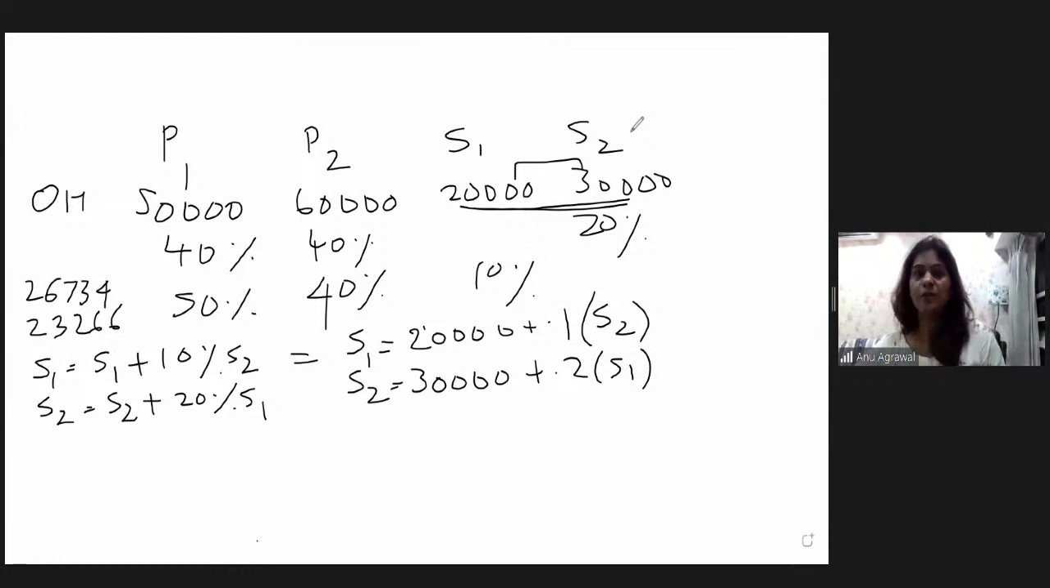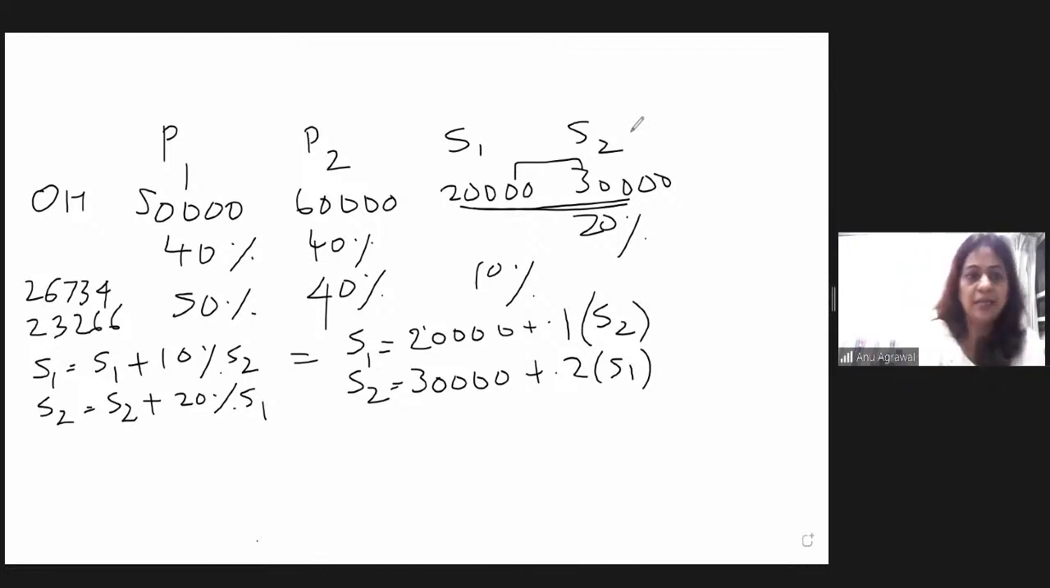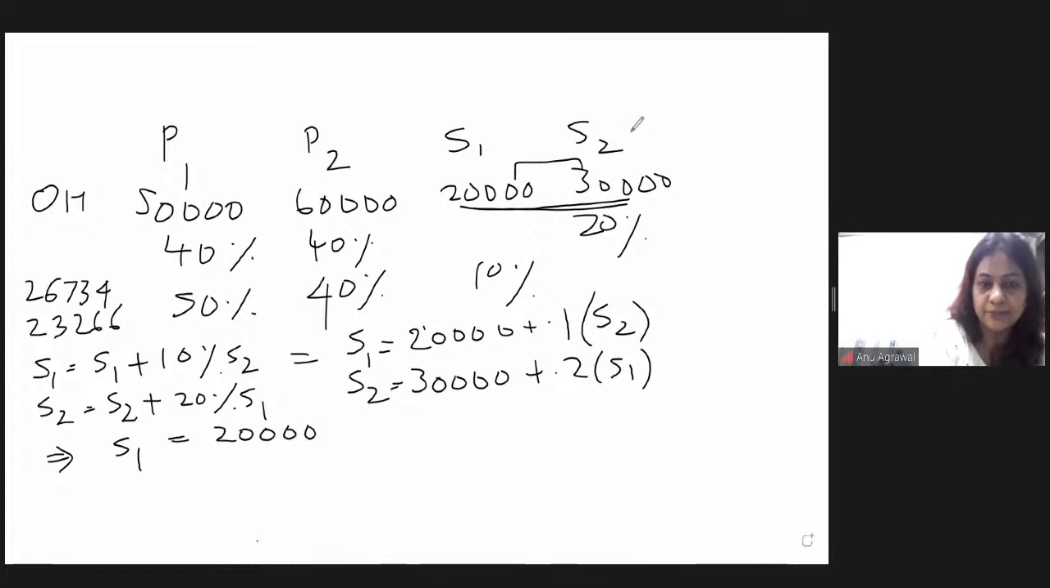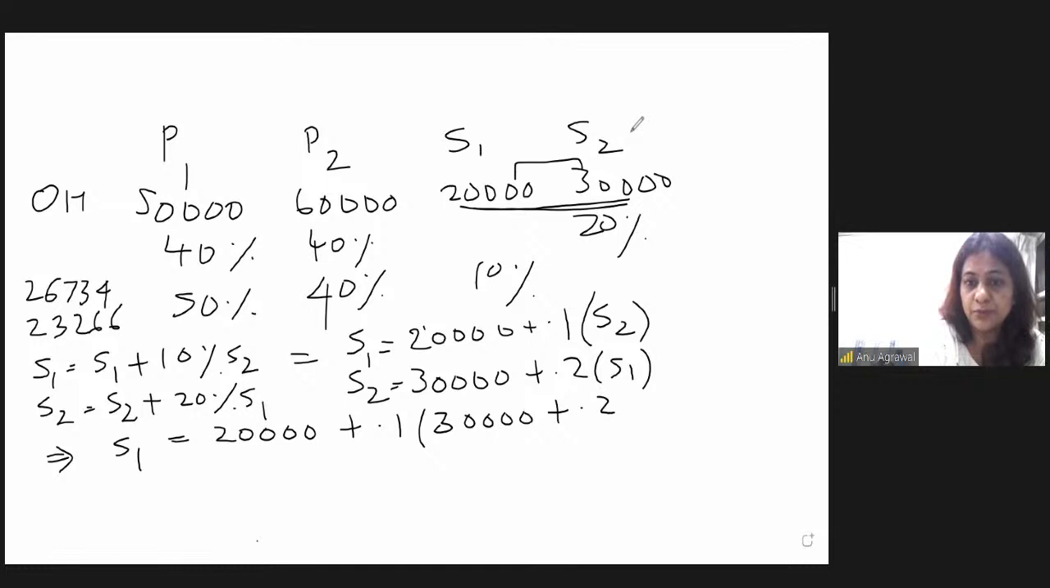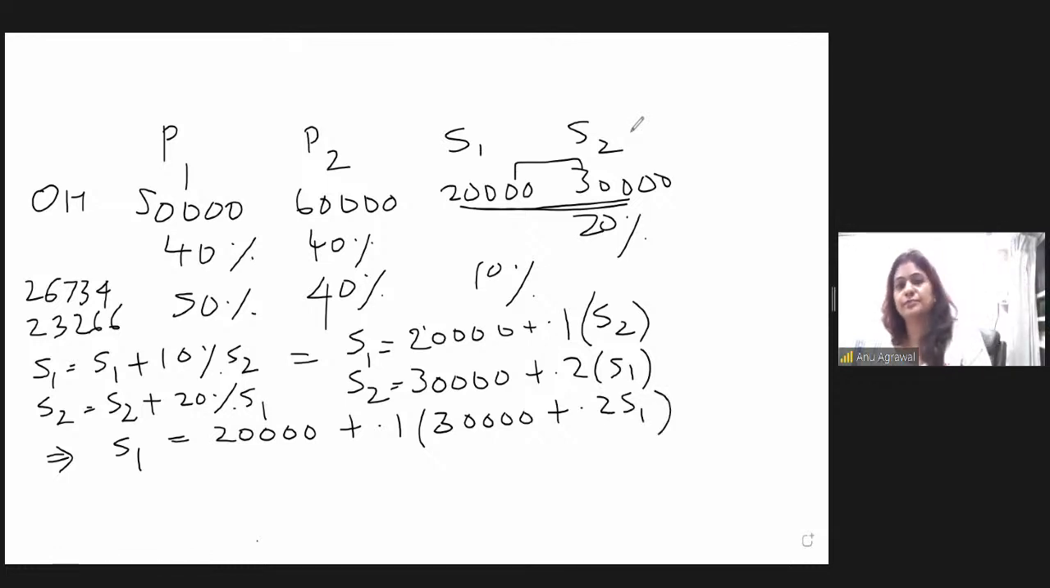Now guys, there are two equations and two variables. Solving an equation with two variables is easy, right? I can substitute either in place of S2 or in place of S1, whatever you want. So I decide to substitute in place of S2. So can I write it like this? S1 is equivalent to 20,000 plus 0.1 into 30,000 plus 0.2 S1. I've just written this in place of S2.